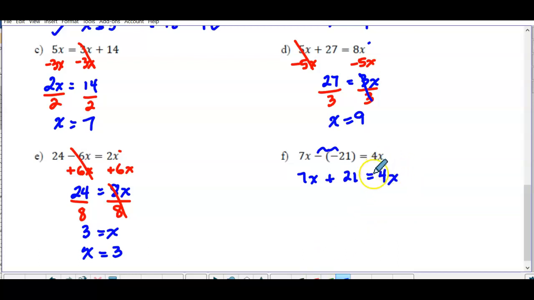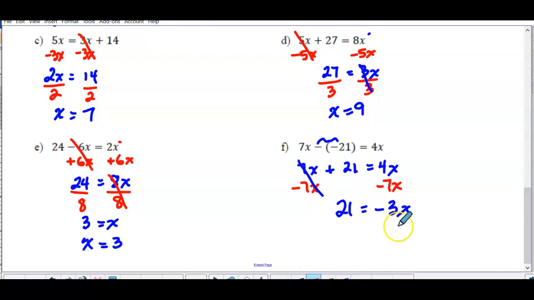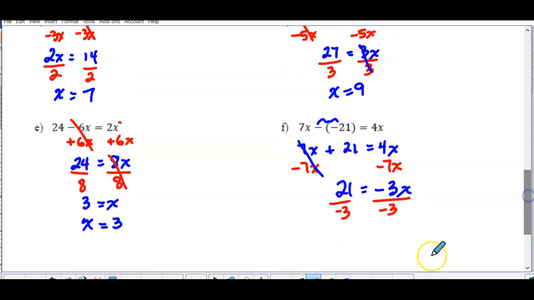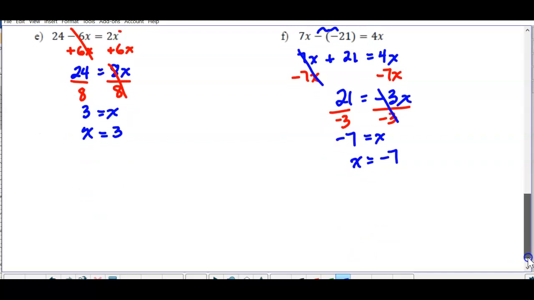Fastest is because we already have one x term on the right side, get rid of the x term on the other side. Now saying that, you're going to end up with a negative x term, and that's totally fine. Just be careful. Don't forget to divide by -3. If you forget, then you're going to get the wrong answer. Okay, so those divide out. You get -7 equals x. So again, show it as x equals -7. All right.